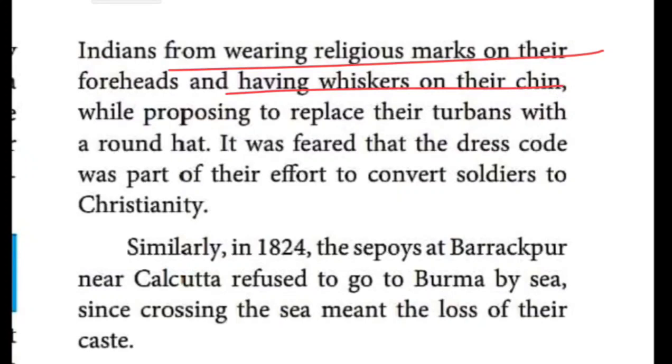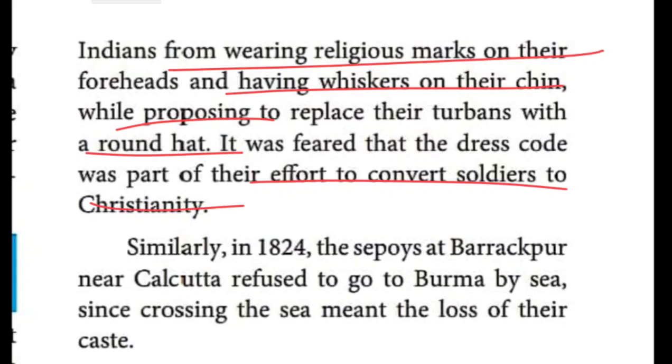While proposing, what is the meaning? Suggest. They suggested replacing their turbans. The British people changed the turbans of the Indian soldiers to a round hat. So it was feared, and the Indian soldiers thought, they are converting us to Christianity. Like that they thought.